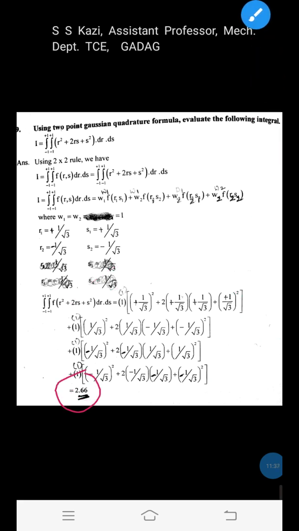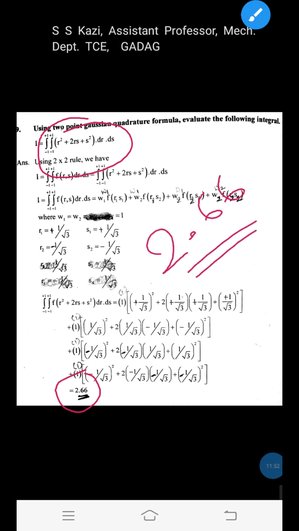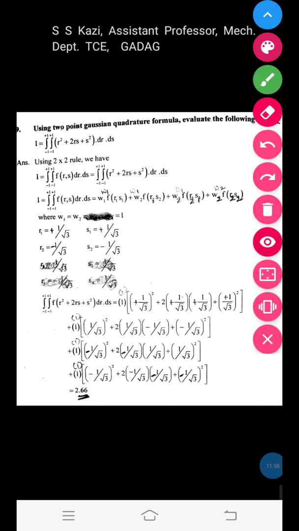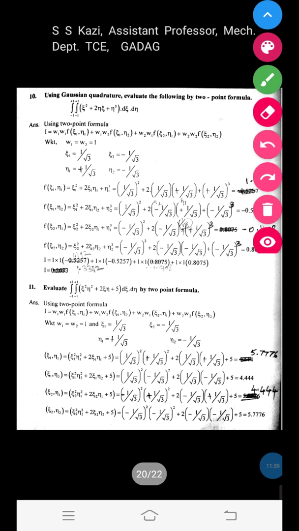2.66. Therefore, the value of this given integral, r square plus 2rs plus s square with respect to r and s from the limits minus 1 to plus 1 using the 2-point method, is given by 2.66. Okay, I hope you have understood, my dear students. The same procedure you need to follow for two-dimensional analysis for other problems also.